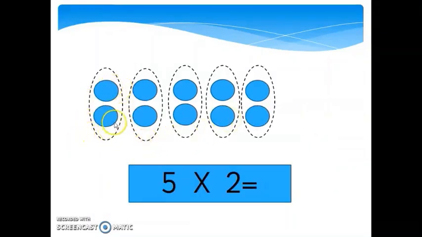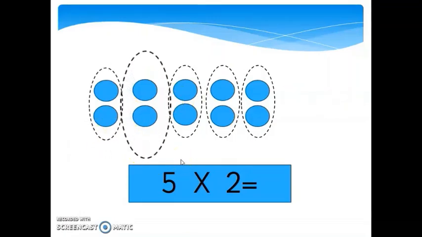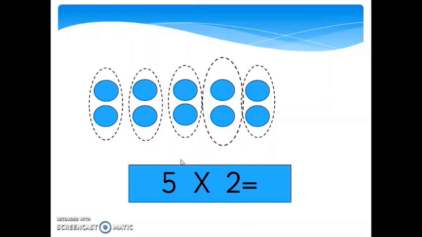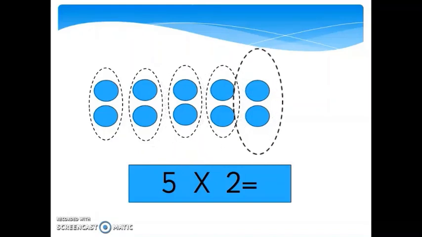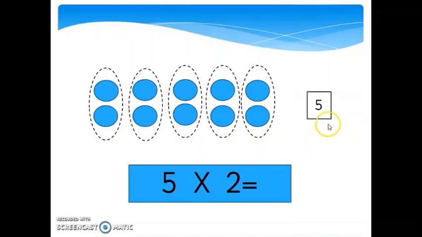As you can see, we put the circles in sets of 2's. In each set, we put 2 circles and we make 1 set. Now let us count how many sets of 2's we have. Let us start with our first set. 1, 2, 3, 4, 5. Students, we have 5 sets of 2's.